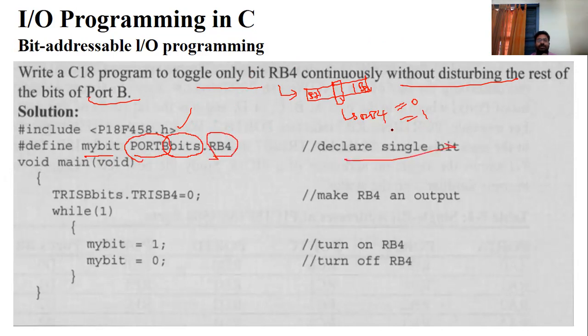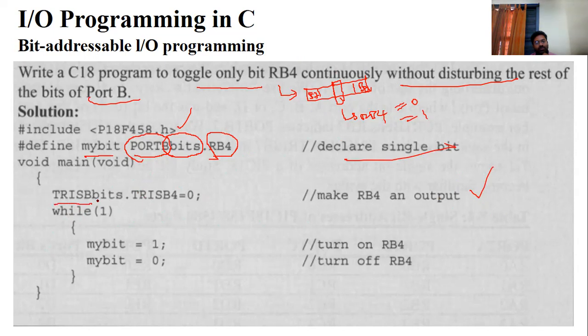Declare the single bit. So then again, port B is an input port or output port? Again, it is an output port. You can send the information output. So that's why this is the format we are going to use in bitwise operation.